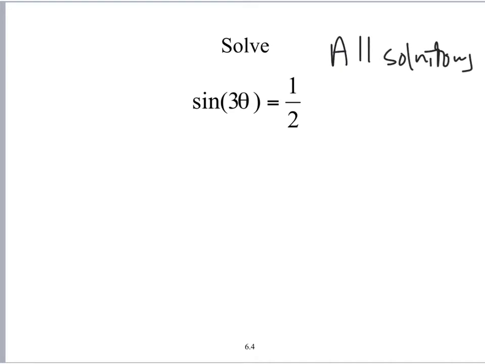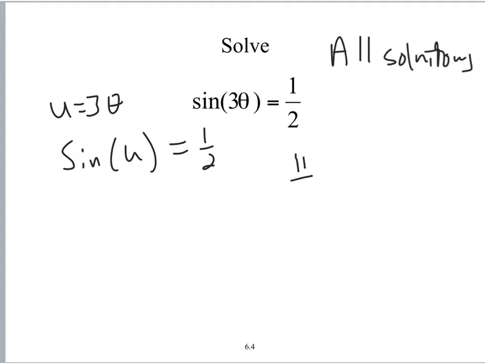So the first thing we're going to do is pretend that 3 theta is just theta. I'm going to do this little substitution and say u. U is arbitrary, it could be anything. Where does sine u equal 1/2? Well, we already knew from our work before that this was pi over 6 plus 2 pi k, and 5 pi over 6 plus 2 pi k.